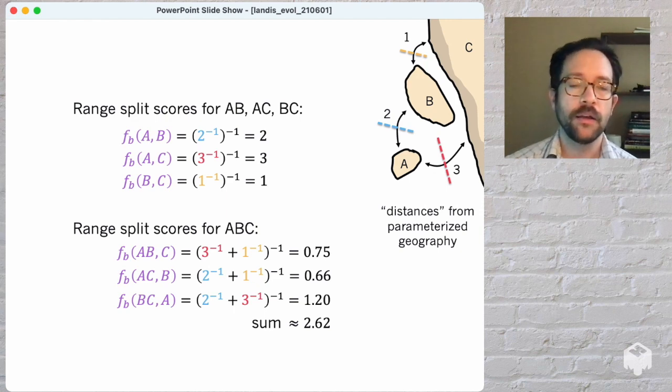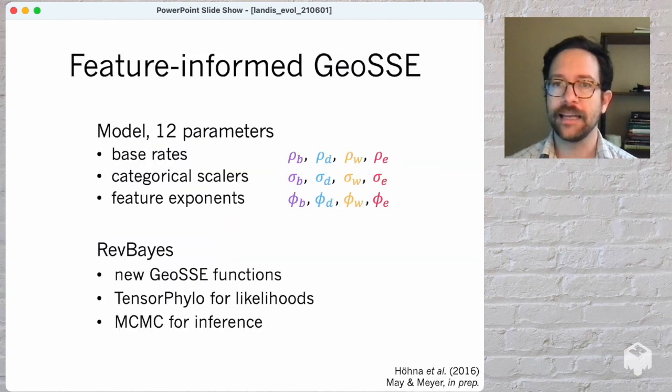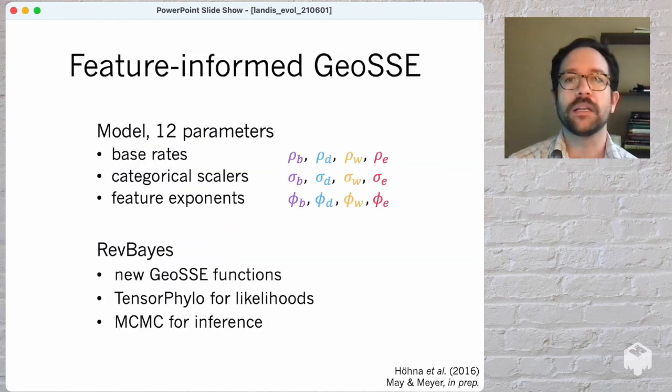And what we also see is that the range split scores are fairly sensible across different range splitting configurations. For example, splitting A and C has a higher score. It splits more easily than splitting B from C. And splitting A from B and C, A being the most distant of any of the 3 regions from the other 2, has the highest score. That's fairly reasonable, and it allows us to assign inequalities to different range split configurations. So now we have a feature-informed GeoSSE model with 12 parameters, 3 parameters per subprocess, for any number of regions.